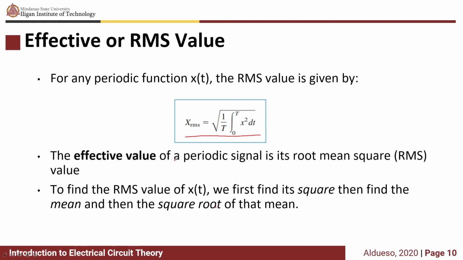The effective value of the periodic signal is its root mean square, or the RMS. To find the RMS value of x of t, first we need to find the square of x, and then find the mean. To find the mean, we integrate the square of x over one period, and then we take the square root of that mean. That's why it's called the root mean square.